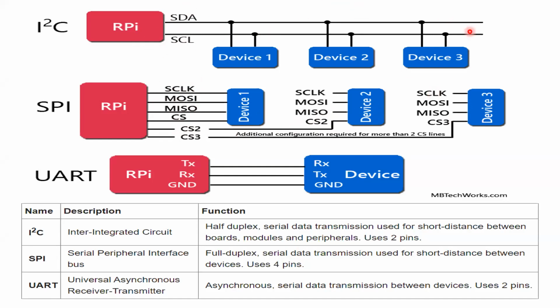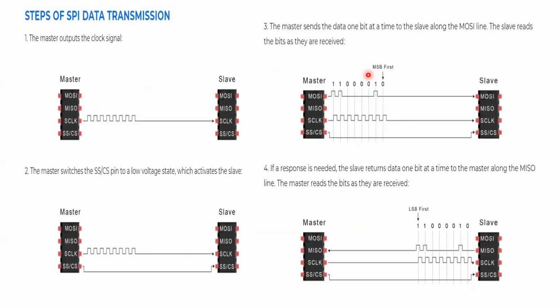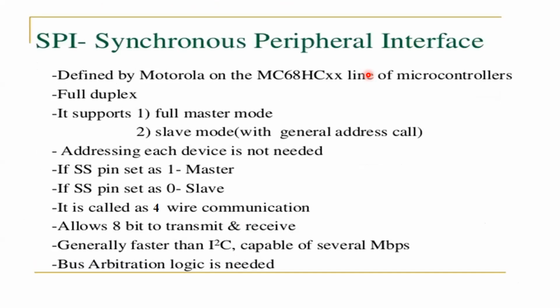But in I square C we don't have any chip select, because what we do is send the address. If the address matches any one device, it will send the acknowledgement. After getting the acknowledgement, my master device will communicate to the slave device. You all understand? Red color indicates master and blue indicates the slave devices. Are you clear? Okay, now we directly move on to SPI.